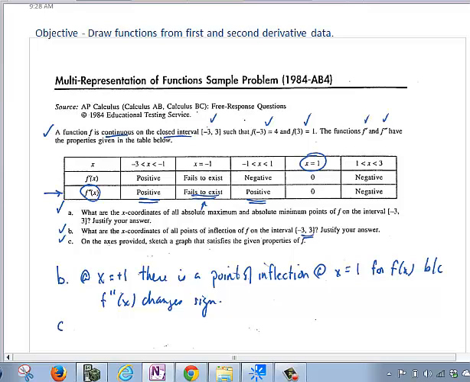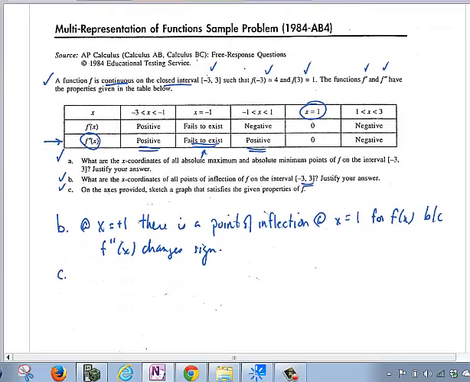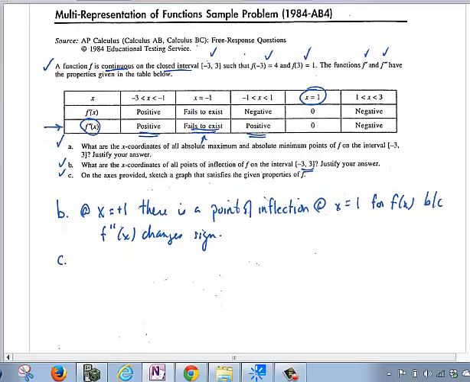For part C, they want us to draw the function. So I think drawing the function is easier to do first, and then that will help you explain where your absolute max and min is for part A. So let's just, it says on the axis provided, but there are no axes provided on this question sheet. So I'll just draw my own set of axes.